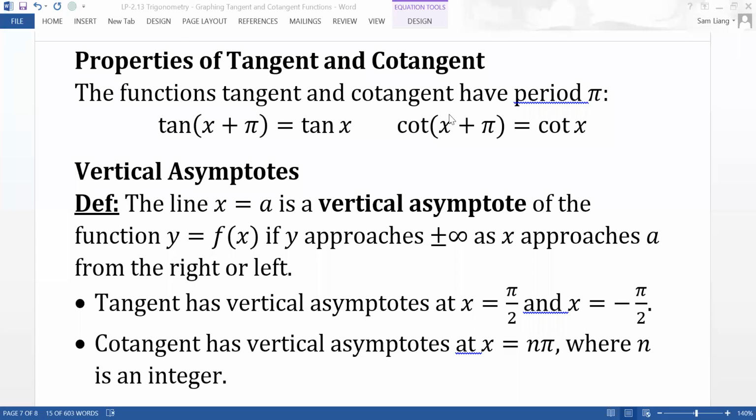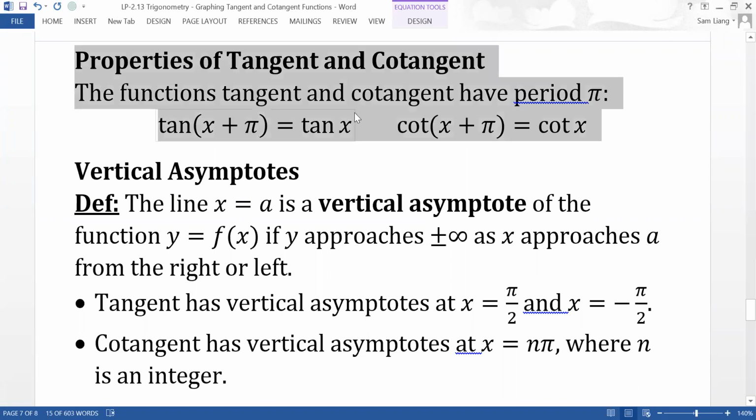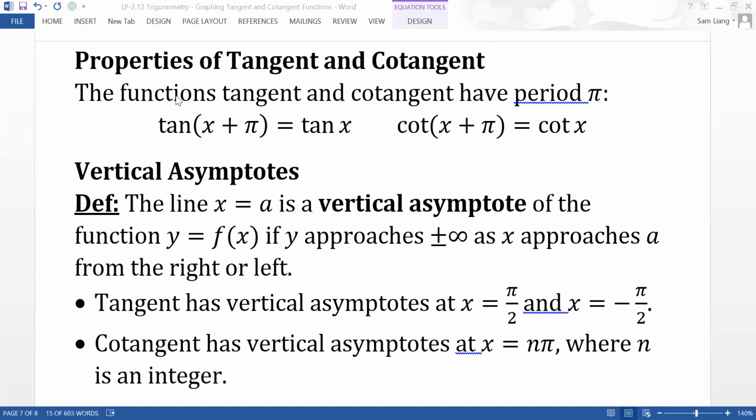Properties of tangent and cotangent. The functions tangent and cotangent have a period pi. Tangent of x plus pi equals tangent x. Cotangent of x plus pi equals cotangent x. All right, thank you for that.